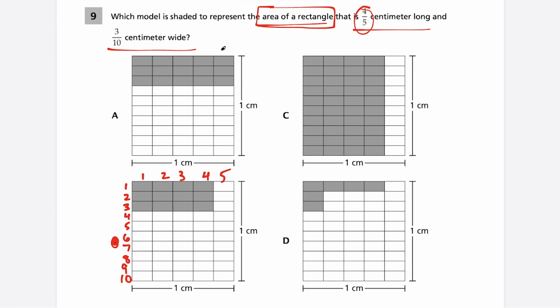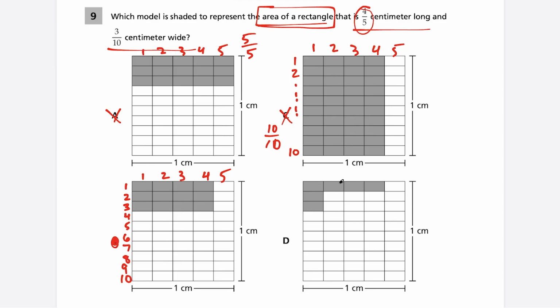Okay. The problem with choice A is that it's shaded 1, 2, 3, 4, 5/5. Okay. It's going 5/5 across like this, which is exactly 1 centimeter. So that's why this answer choice is no good. Now going this way, it is 4/5 centimeters long. However, going down this way, if we count all the way down to 10, it is 10/10 centimeters wide. Okay. So this would be 10 over 10 centimeters wide. So that's why choice C is no good.